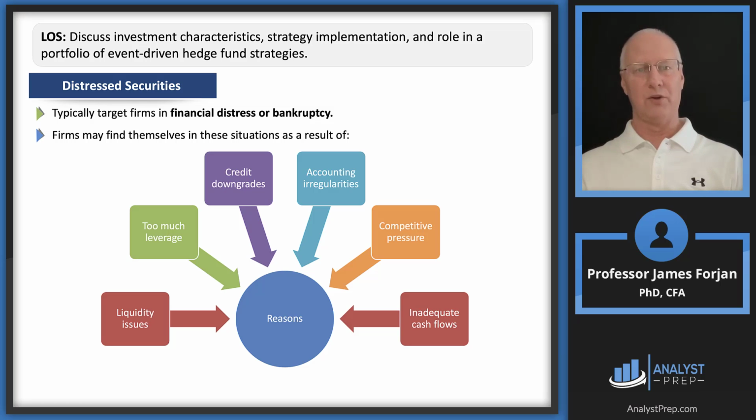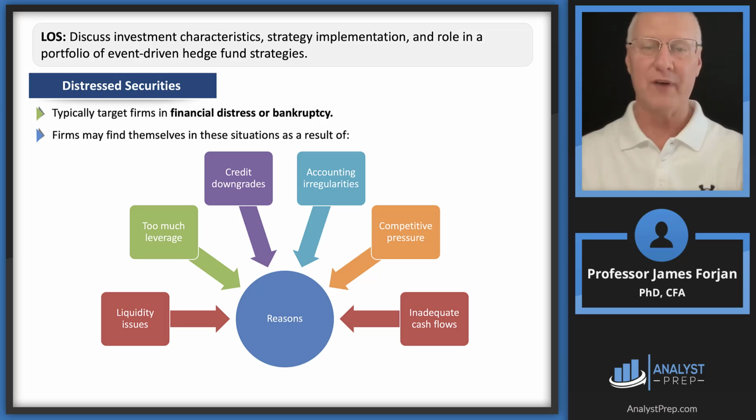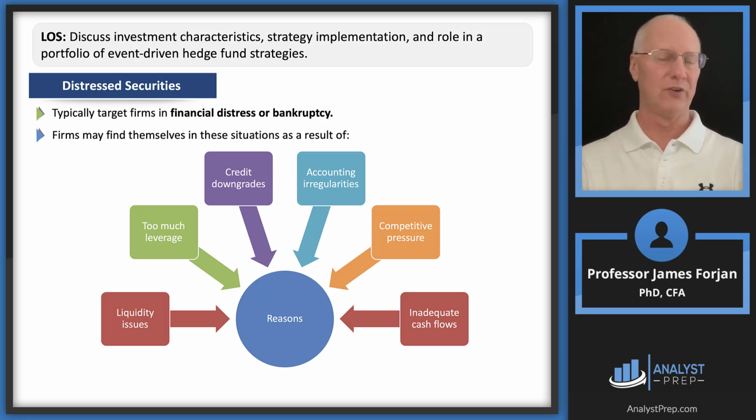Now let's switch over then to distressed securities. So let's go back to that Altman Z-score. So we find a company that is in financial distress or nearing bankruptcy. So what do we do? Well, we don't just take Altman's word for it. Let's go ahead and look at liquidity. Let's look at leverage. Let's look at downgrades, accounting irregularities, competitive pressure, inadequate cash flows. Boy, that really gets to my heart.